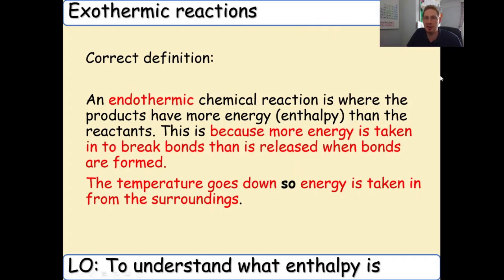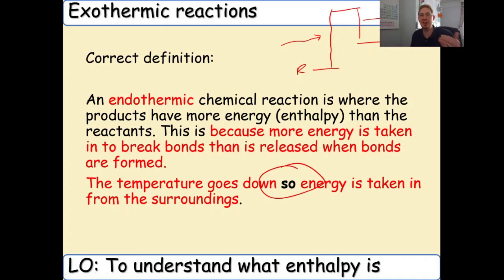For an endothermic reaction, this is where the products have more energy than the reactants. That means more energy is taken in breaking the bonds than is released when forming new bonds. Because energy has been taken in, the temperature goes down, so energy is taken in from the surroundings. It gets cold and then absorbs energy. You should know something that's hot does not absorb even more heat energy from the surroundings. Similarly, something that is cold does not lose energy to the surroundings.